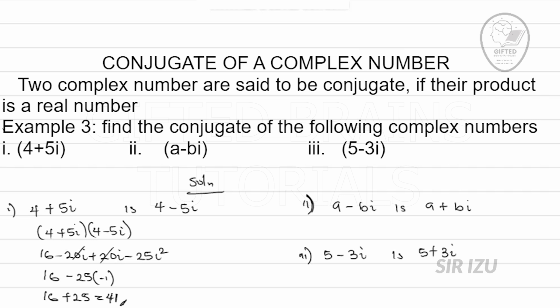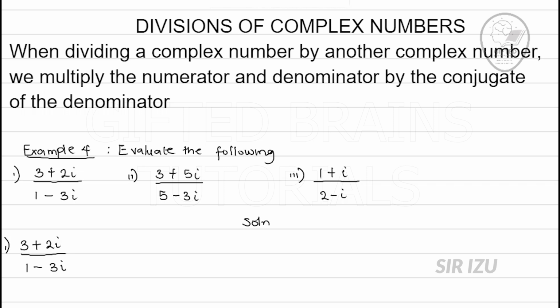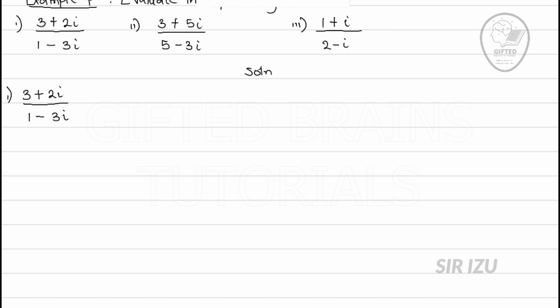The next thing we will consider is division in complex number. See, when dividing a complex number by another complex number, we simply multiply the numerator and denominator by the conjugate of the denominator. Let's look at this example 4 now. You say evaluate the following. We have the i question, which is 3 plus 2i over 1 minus 3i. Let's begin with that first.